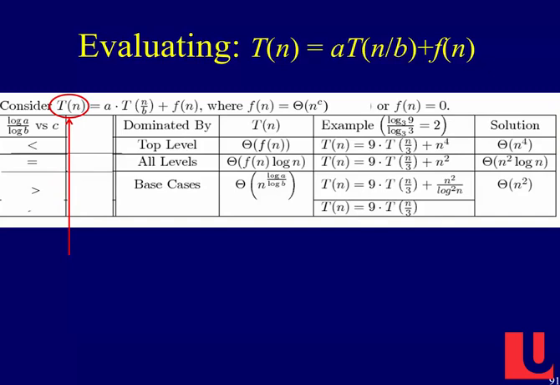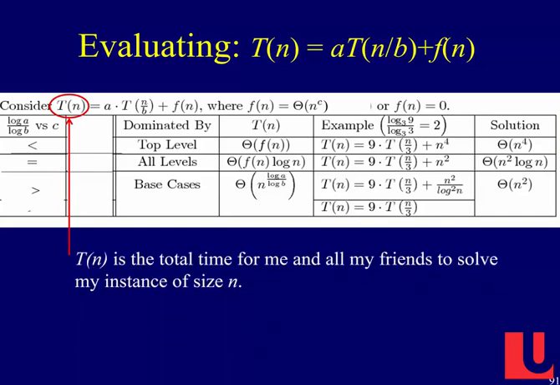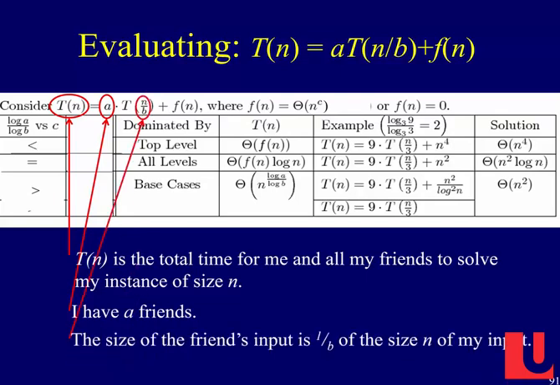All right? So here's our chart, right? So this is the total time of me and all my friends to solve the input of size n, right? What's that? That's how many friends I have, right? What's that? It's the size of my friend's input coming down by a factor of b. What's that? That's how much work I personally do. And you'll see here I deleted stuff. Remember I told you we're going to just make this easy and assume that it's n to the c. All right?